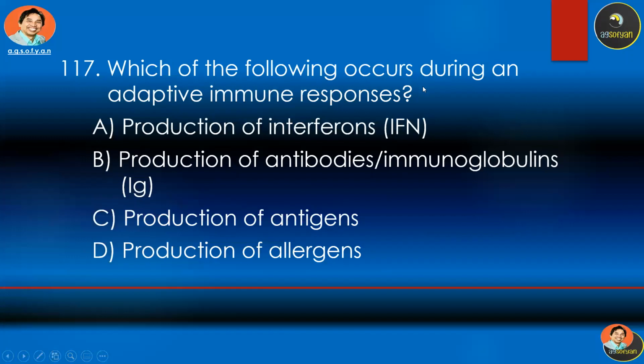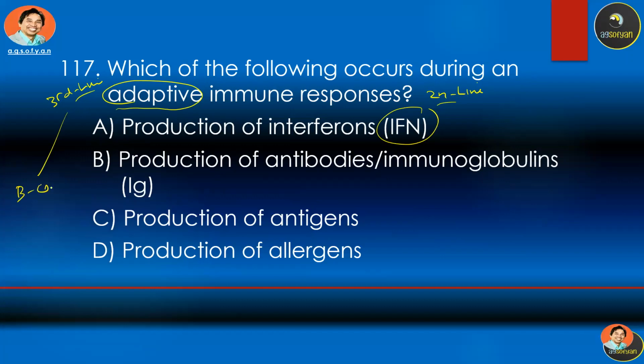Which of the following occurs during an adaptive immune response? A, B, C, or D? Okay, so production of interferon, this is the second line of defense. So it is not the third line of defense. Remember, adaptive is the third line of defense. It's performed by B cells and T cells.